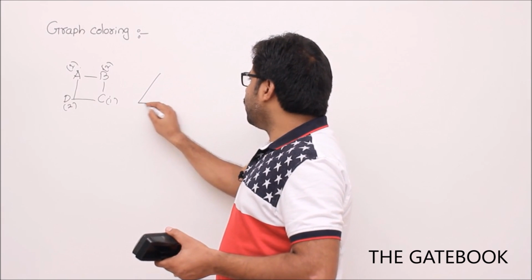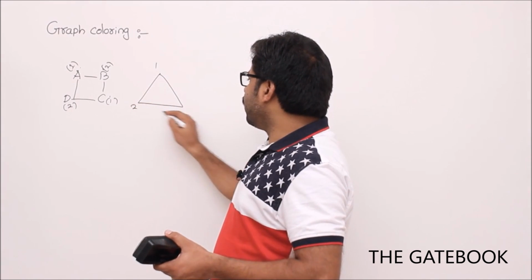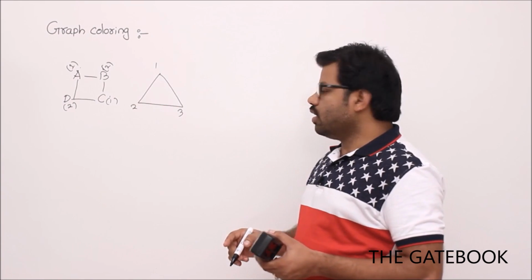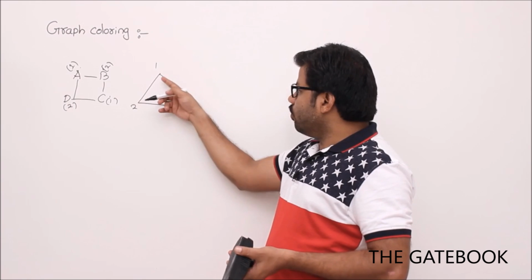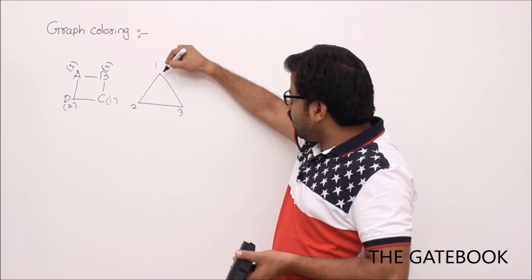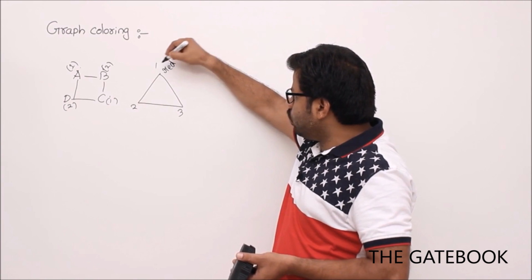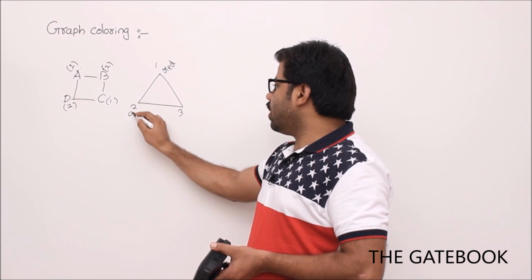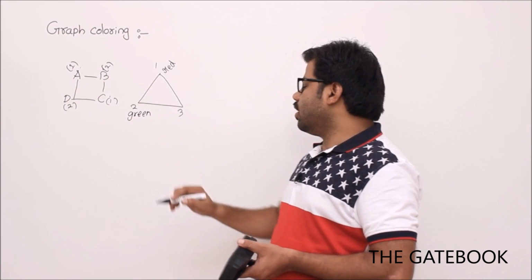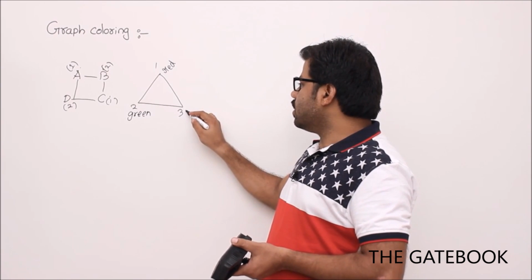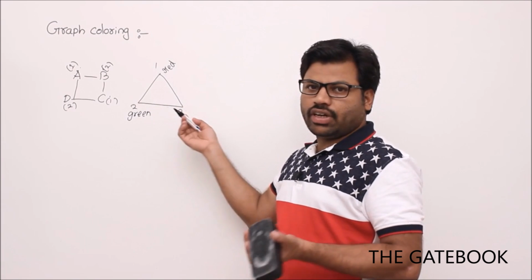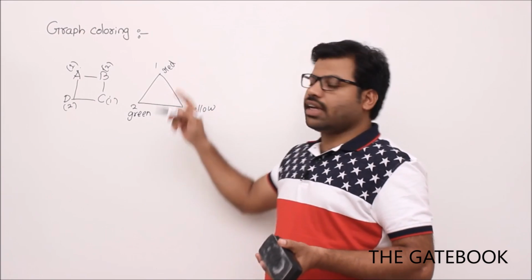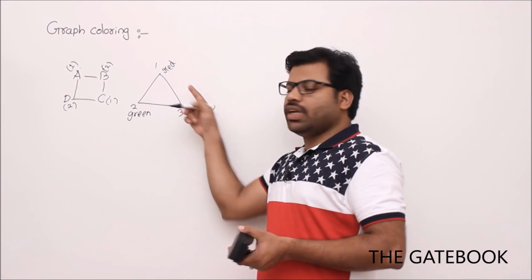So we'll see one more example. This graph is relatively smaller than the previous one, with only three vertices, 1, 2, 3. Then how many colors are required to color this graph? We'll see. I'll give red color to, let's say, vertex 1, and since 1 and 2 are adjacent, definitely we need a different color, let's say green. For 3, since it is adjacent to 1 and adjacent to 2, definitely we have to give one more color, let's say yellow. So here three colors are required because these three vertices are mutually adjacent.